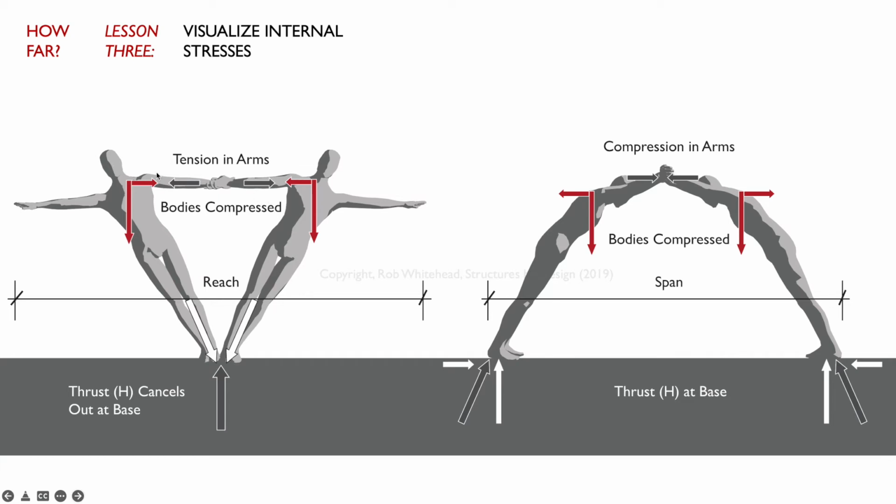The one where both the bodies are leaning out here, we know that there's tension in the arms, that the bodies in fact are compressed. We have a certain amount of reach. The thrust from one side and the other side cancels them out. Or if they actually turn it and they want to make an arch, we know that there's compression in the arms, and in fact the bodies are also compressed. And what gets relatively difficult about making this span farther and farther is that eventually the thrust at the base makes it so that they slip, and the center of gravity, of course, tilts over.